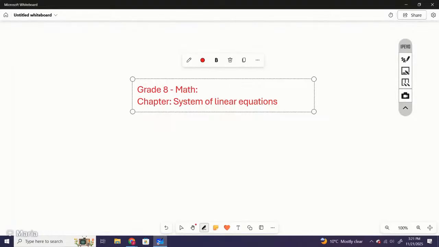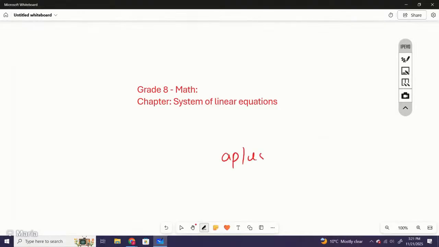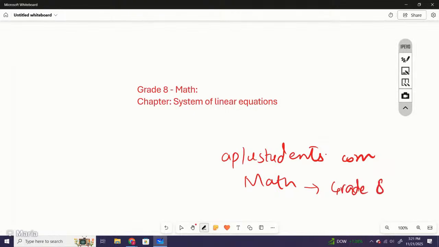You can find all the lessons on aplusstudents.com. You have to log in there using your email address, and the password is provided by the administrator. Then you have to select math from the subject tab. Scroll down to grade 8 math and then click on view all lessons. There you can find a list of the chapters. We're going to start with the chapter systems of linear equations.